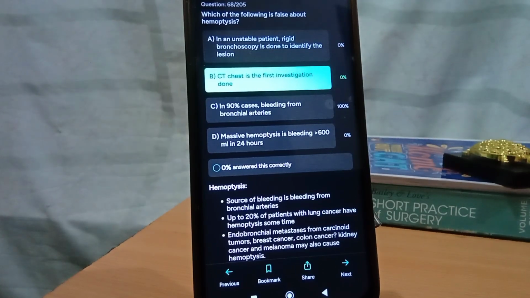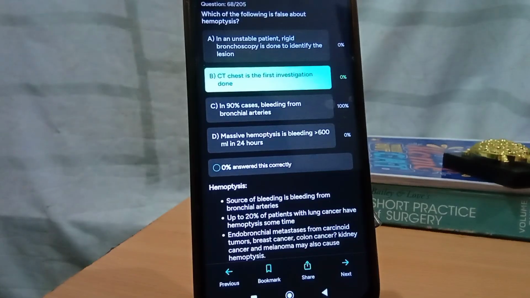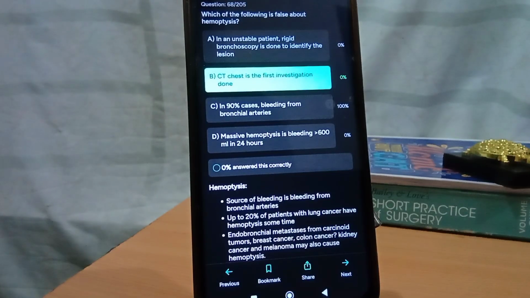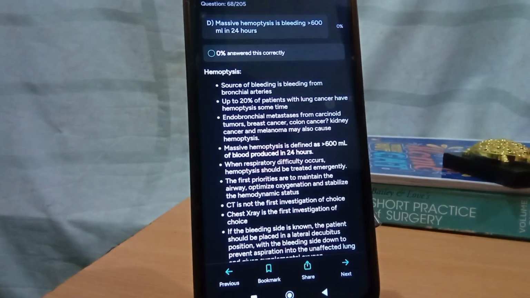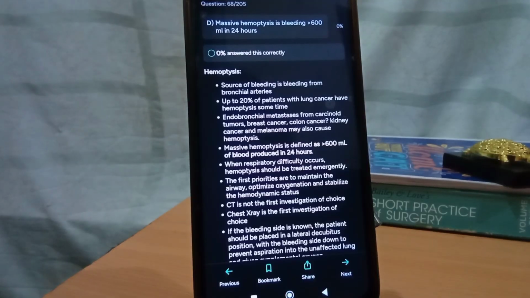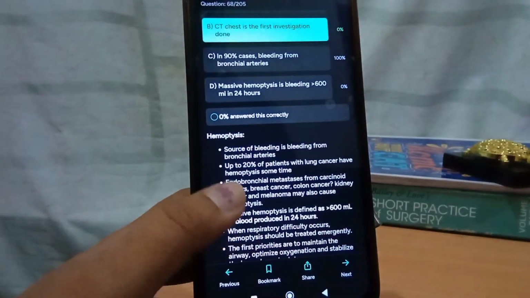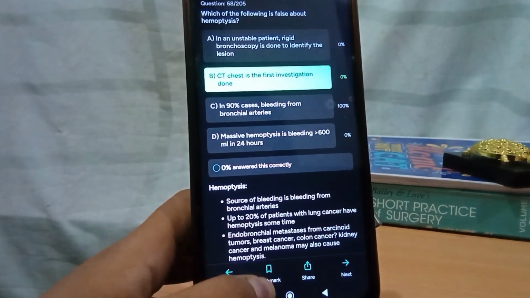Up to 20% of patients with lung cancer have hemoptysis sometimes. Endobronchial metastasis from carcinoma, breast cancer, colon cancer, kidney cancer, and melanoma may also cause hemoptysis. Massive hemoptysis is defined as more than 600 ml of blood produced in 24 hours. So the fourth option is correct. Then the third option is correct.